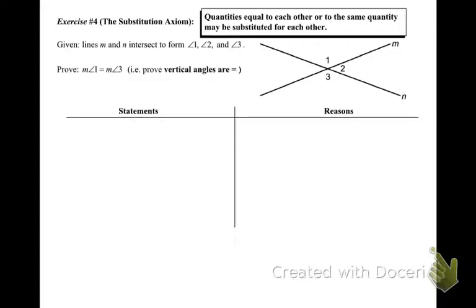All right, this last axiom is the substitution axiom. And that says that quantities equal to each other or to the same quantity, they may be substituted in for each other.